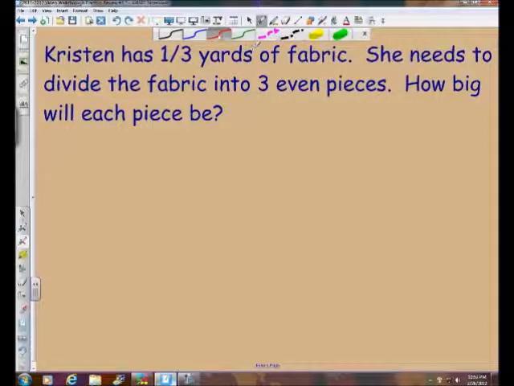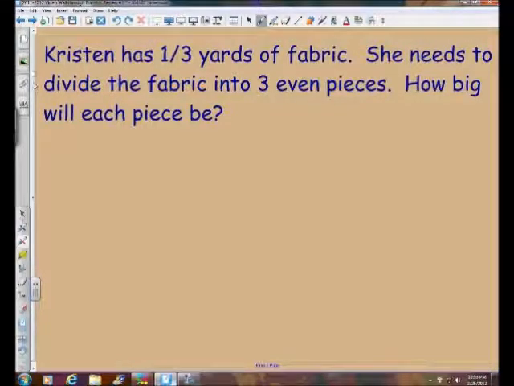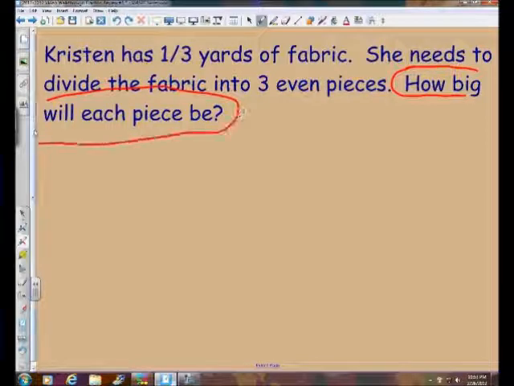We've got, here it goes. Kristen has 1/3 yards of fabric. She needs to divide the fabric into 3 even pieces. How big will each piece be? So automatically, you're probably looking at that question. Good for you. So how big will each piece be? So we're looking at each piece here. Each piece. How big will each piece be?